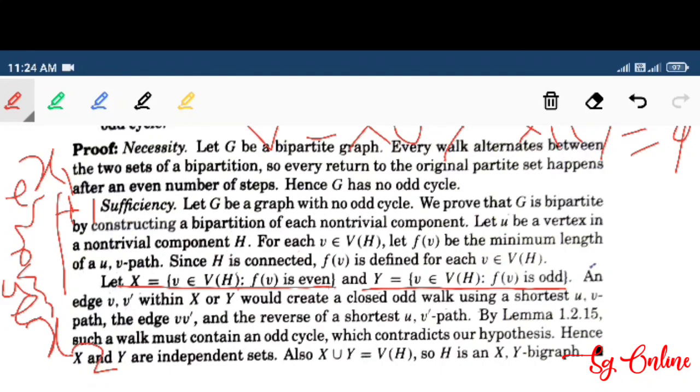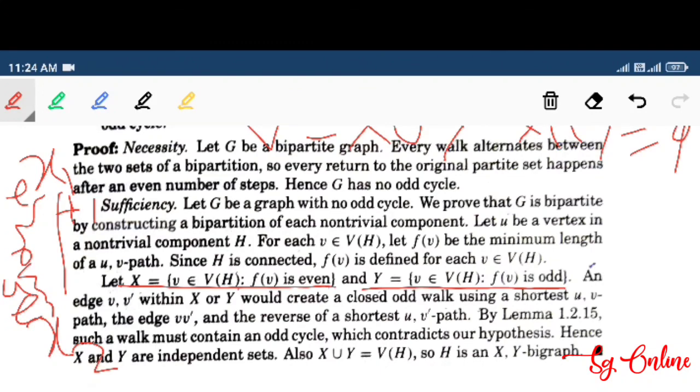You see that if we start from u and go by the shortest path to x1, then traverse the edge x1 x2, and then go back from x2 along the path to u, that forms a closed odd walk. There may be some common portion of these two paths from u to x1 and u to x2. That is why we are saying that there is a closed odd walk.